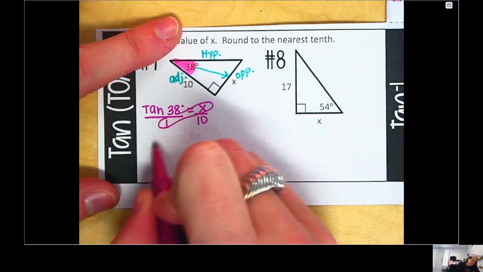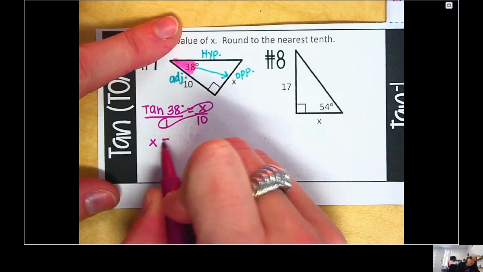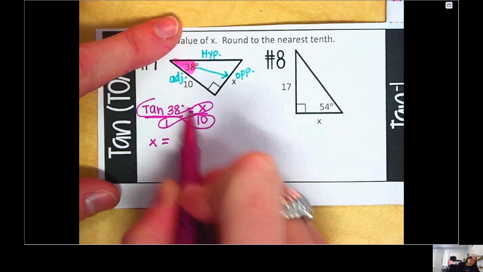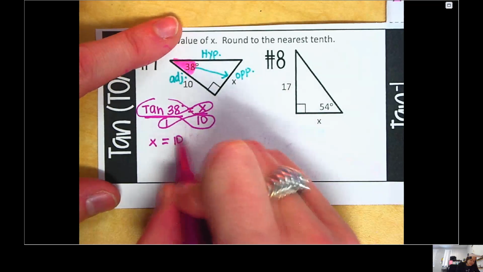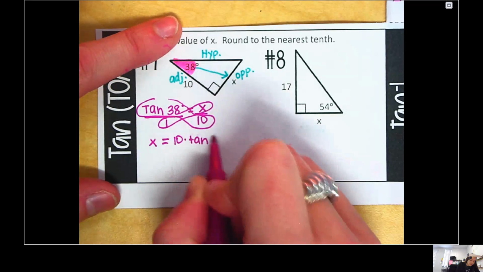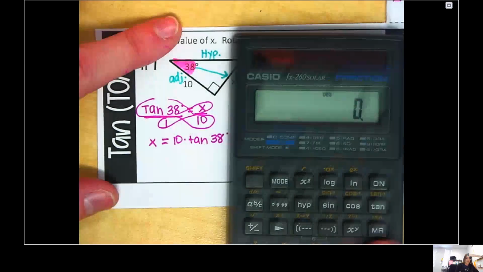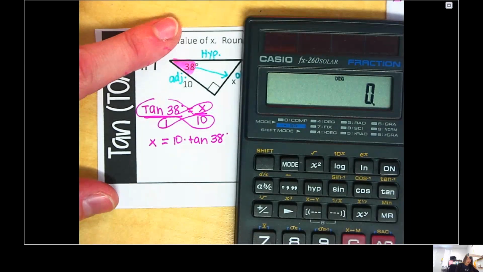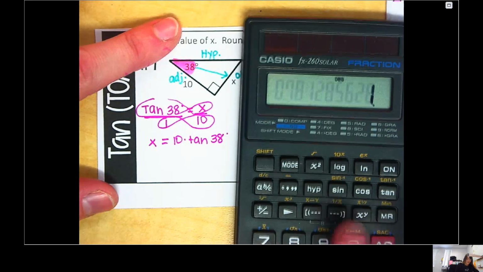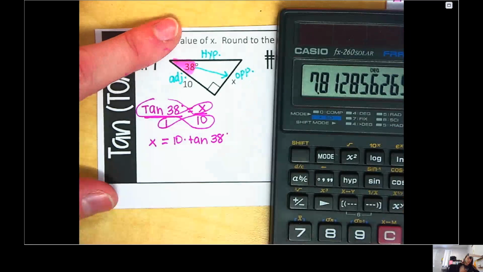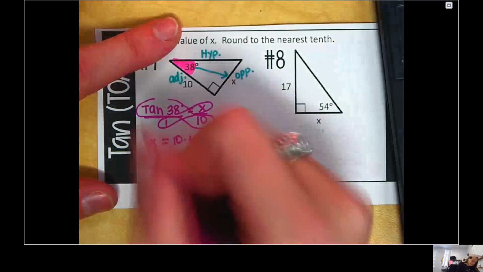So now I'm cross multiplying. X times 1 is x. 10 times tangent of 38 is 10 times the tangent 38. And now I put it into my calculator. So remember, you're essentially going backwards. So 38 tangent times 10. My answer is about 7.8.